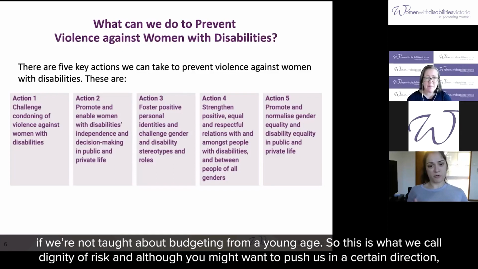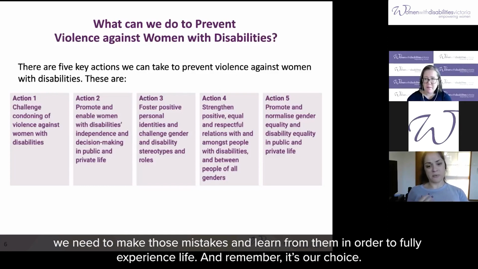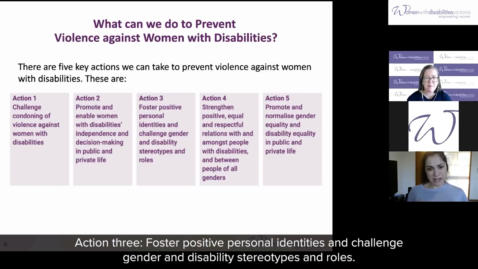So this is what we call dignity of risk. And although you might want to push us in a certain direction, we need to be able to make those mistakes and learn from them in order to fully experience life. And remember, it's our choice. Action 3, foster positive personal identities and challenge gender and disability stereotypes and roles.